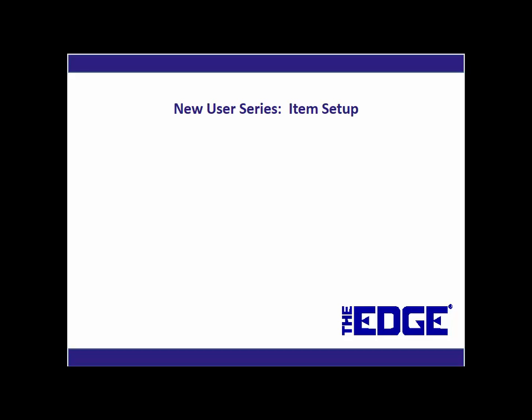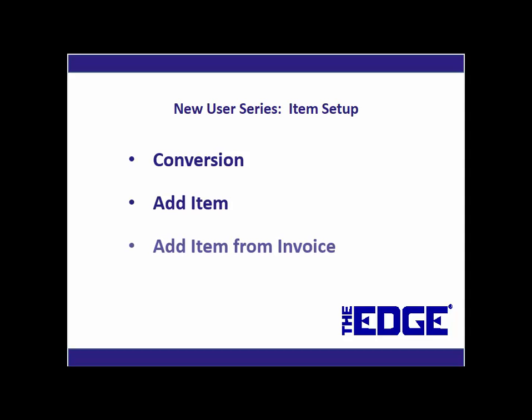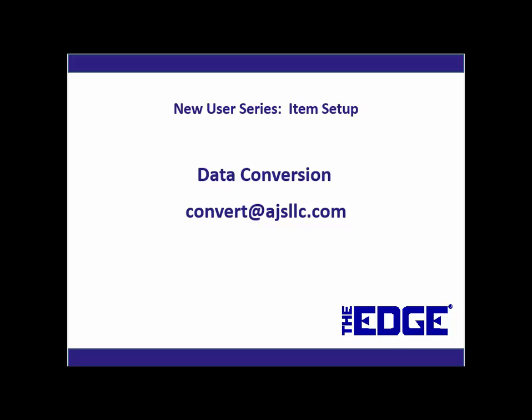There are several ways to add items. If you are a conversion customer, we can convert your data from your previous system. Otherwise, you can add items individually, or you can add them from invoice with a shipment. If you are interested in having your previous database, including item data, converted to the Edge, contact convert@ajsllc.com. This should be done as part of setup before you go live with the Edge.